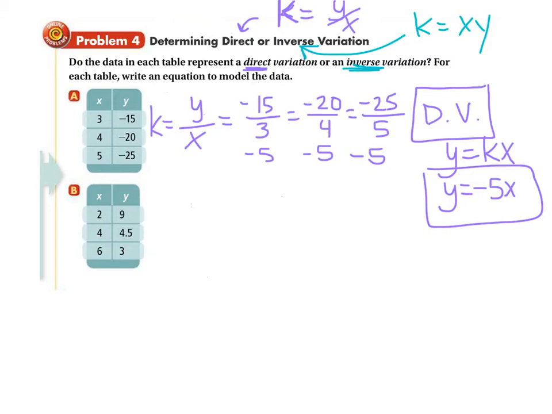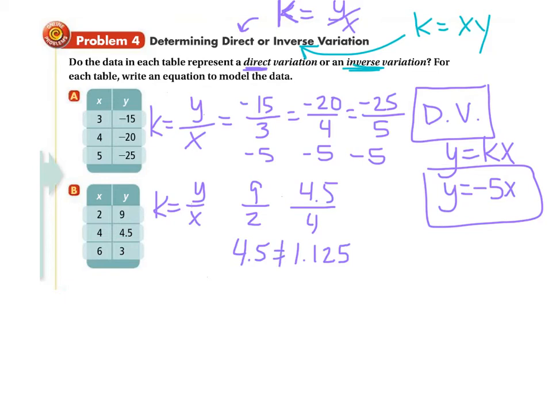So the next one, I didn't even have to look at inverse for the last one because I confirmed it was direct. So the next one we're going to try out first, is it direct? So let's try y divided by x for each one. 9 divided by 2, 4.5. 4.5 divided by 4, 1.125, I think. So that's definitely not equal. So it is not a direct variation at all.